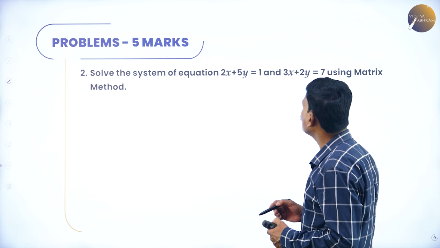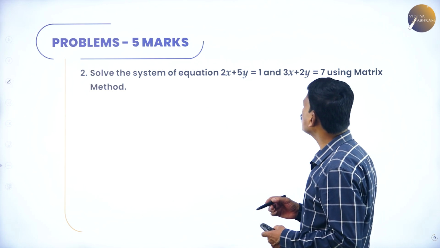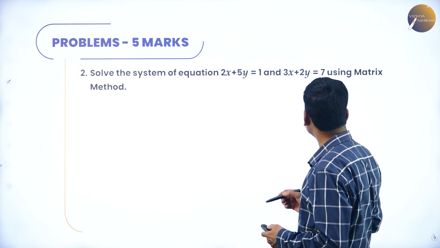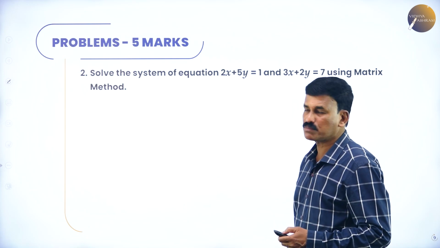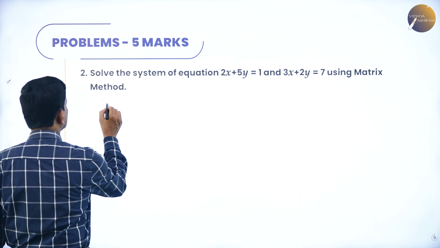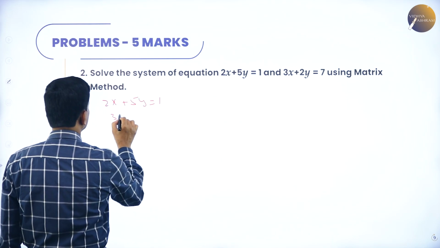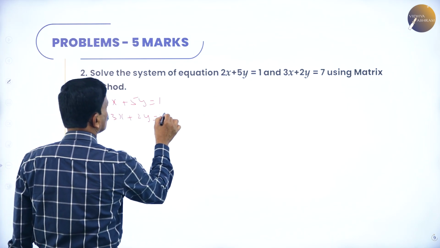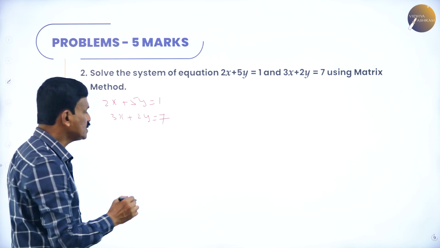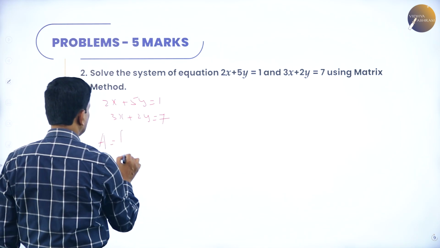Solve the system of equations 2x plus 5y is equal to 1 and 3x plus 2y is equal to 7 using matrix method. What are the equations given here? 2x plus 5y is equal to 1 and 3x plus 2y is equal to 7. First write down A. What is A? A is equal to the coefficients of x and y.